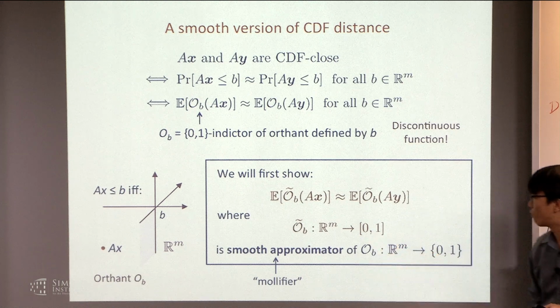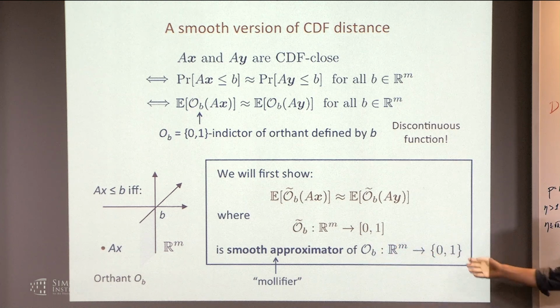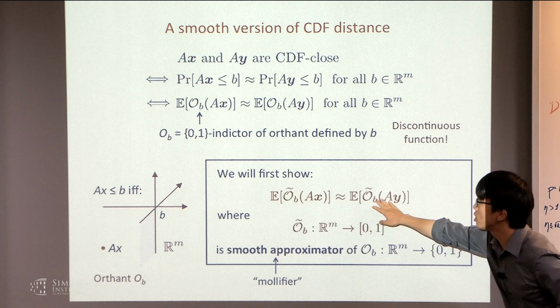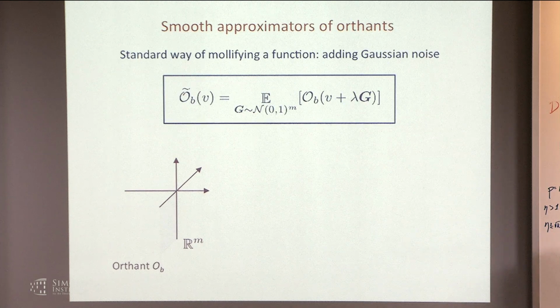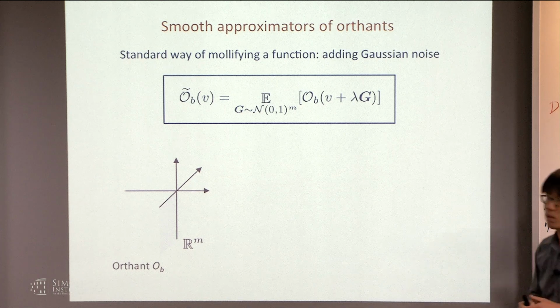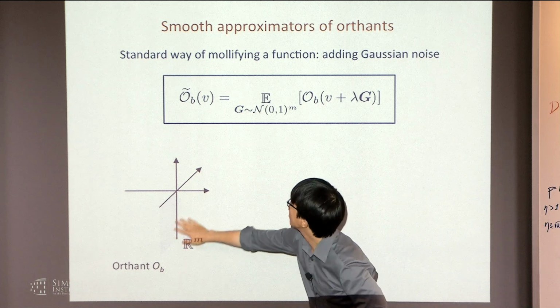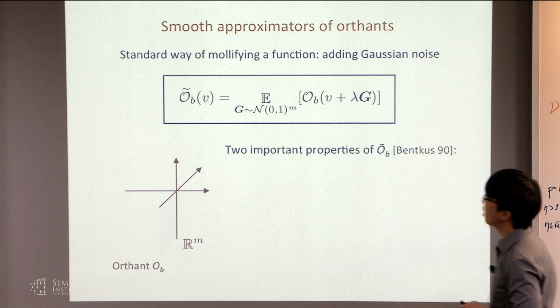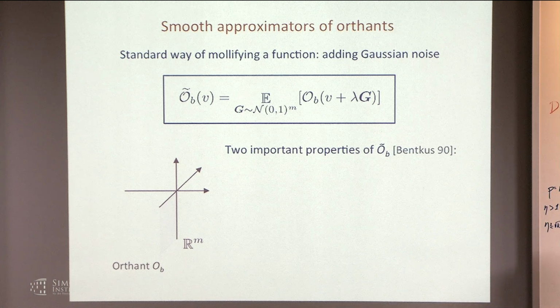Now it's a bounded value function, and in this line of work this is sometimes called a mollifier, and this is completely standard. It appears in HKM, in Meka-Zuckerman, in the proofs of central limit theorems. So let me just say one word about what this smooth approximator is. It's a very standard way of smoothing out a function, adding a little bit of Gaussian noise to the function. So this is a hard function. What does O tilde look like? Well, okay, we add some Gaussian noise.